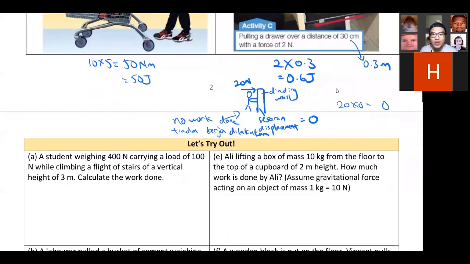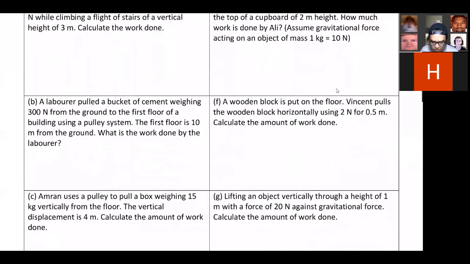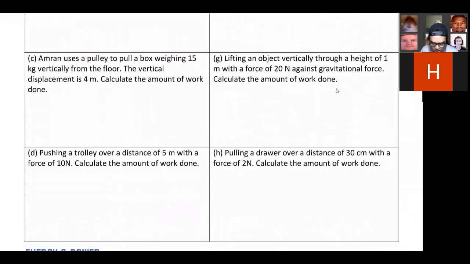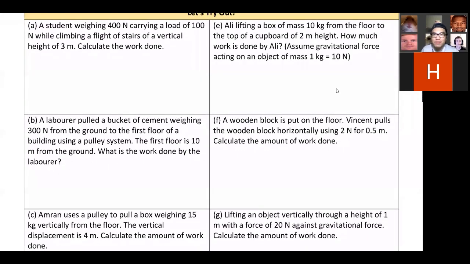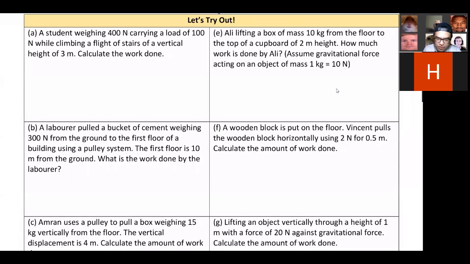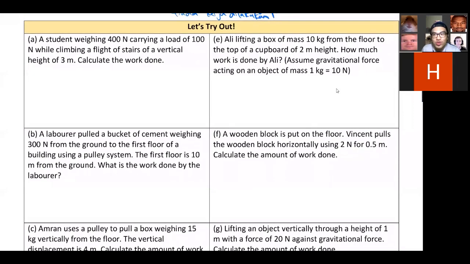Okay, so now let's look at calculations. How many questions do you have here? 2, 4, 6, 8. Okay, 8 questions here. Let's move through this. Okay, very simple. So first question for A. Like I said, this chapter is 90% calculation. As long as you know how to calculate, you will score. So why am I explaining so much just now? That is to help you understand. Itu saja. You don't need to explain this and that. No, you just need to know how to calculate.